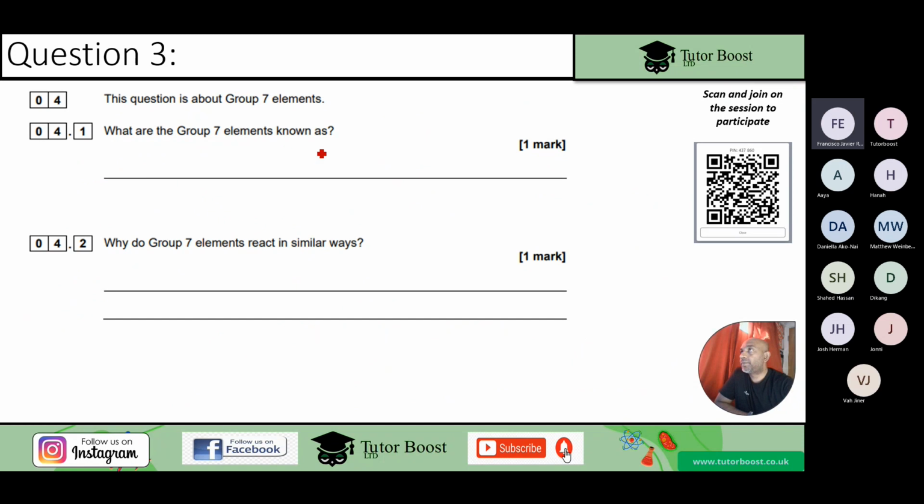Question number 4. This question is about group 7 elements. What are the group 7 elements known as, and why do group 7 elements react in similar ways? I'll give you a minute or so. Can you write the answer for both these questions on the whiteboard, please?